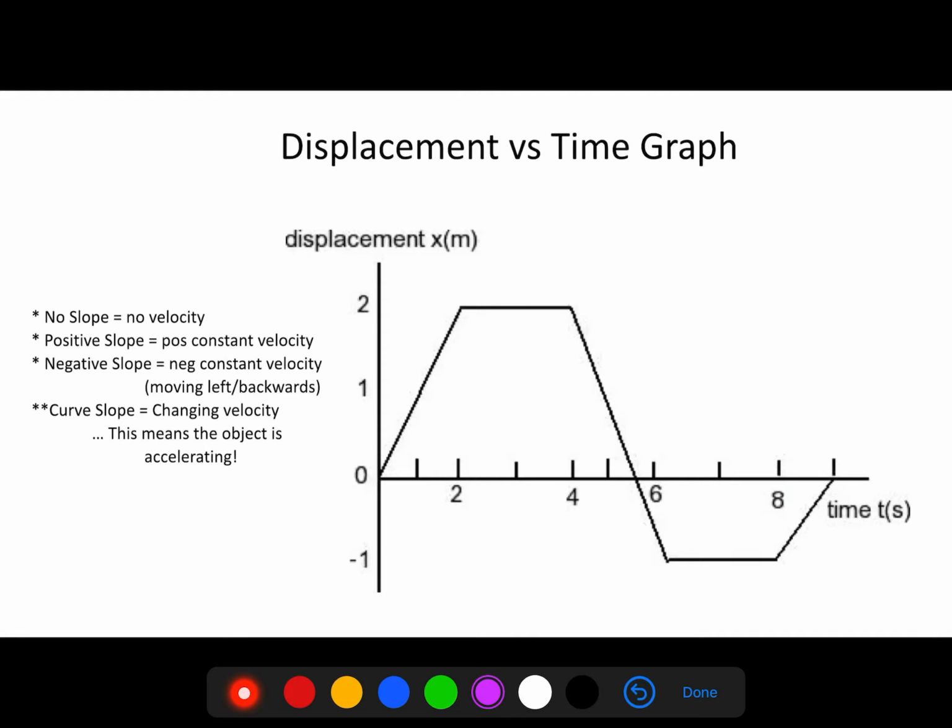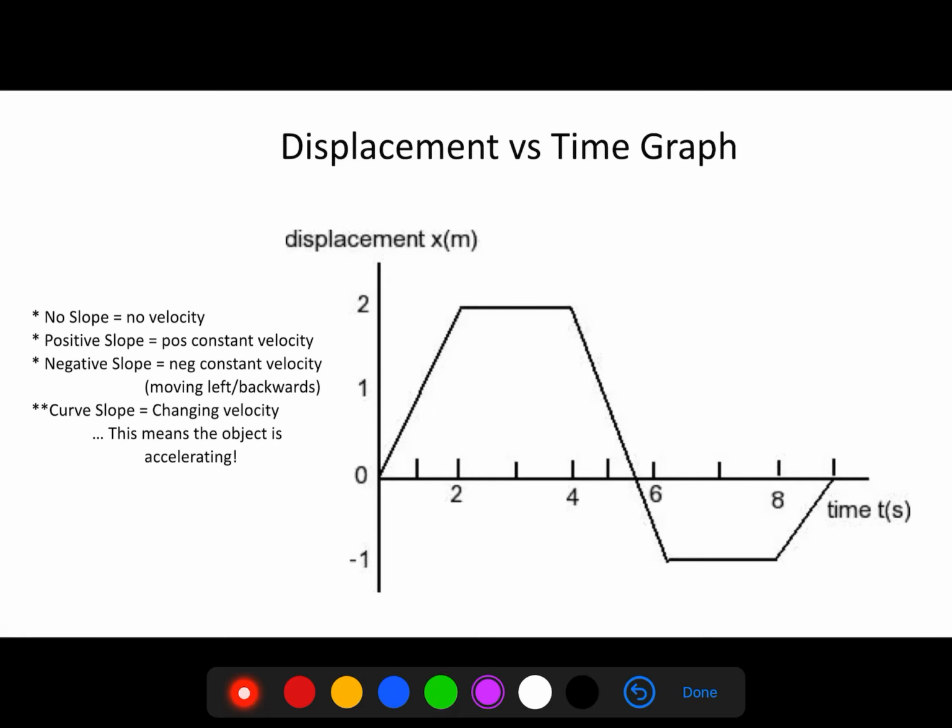All right, so here I kind of have it summarized for you. No slope means no velocity. A positive slope means a positive constant velocity. Negative slope means a negative constant velocity. And so when we're interpreting questions, or if you're looking at a graph and interpreting that graph, we're going to say that our object is moving backwards. Or remember, we said in general, right and left. Right is forward, left is negative. So we might see the phrasing that it's moving to the left.